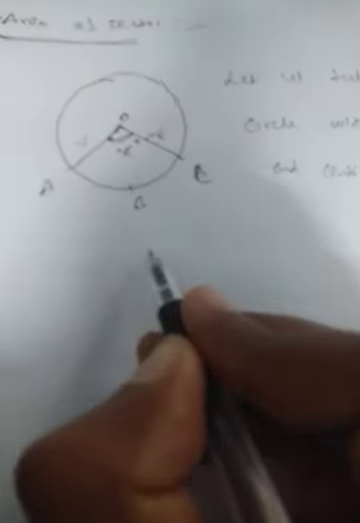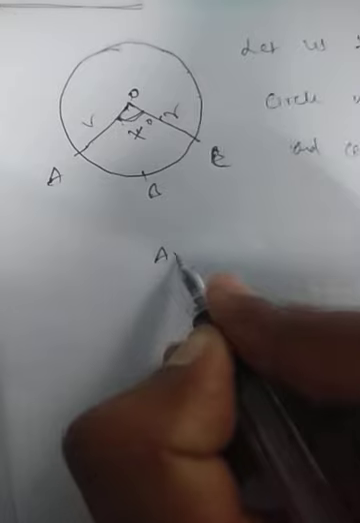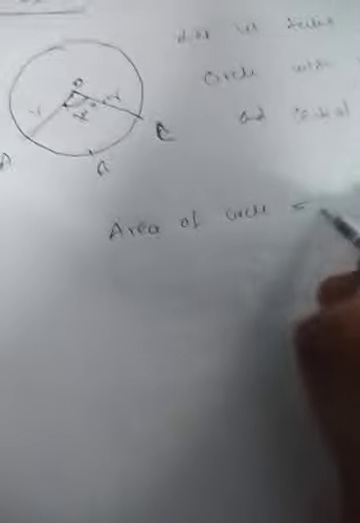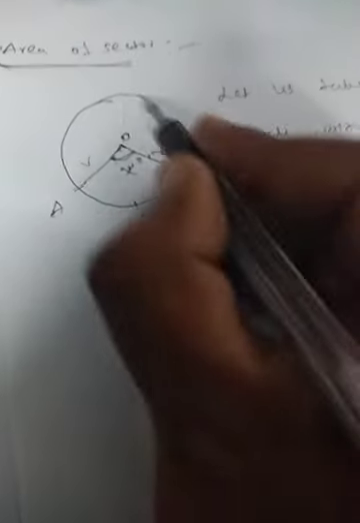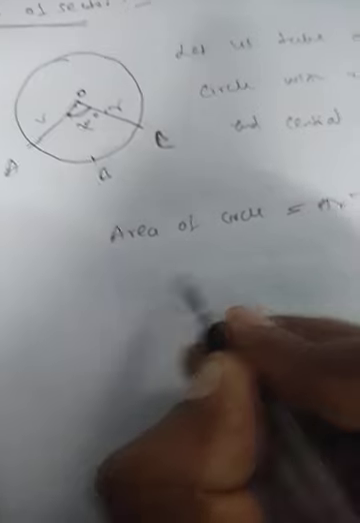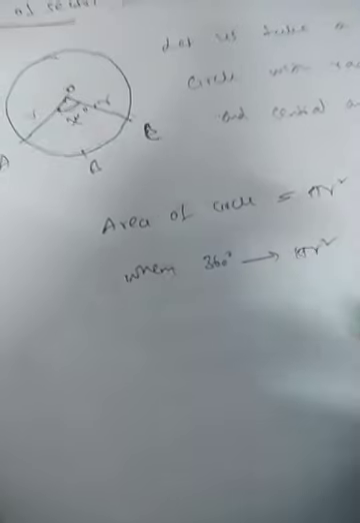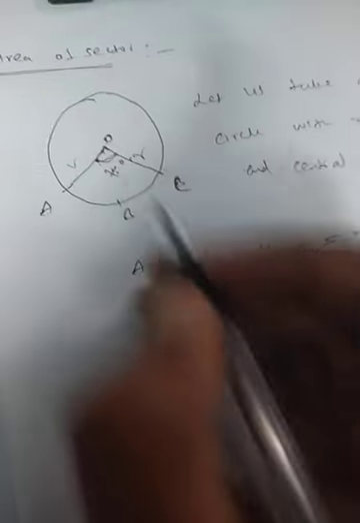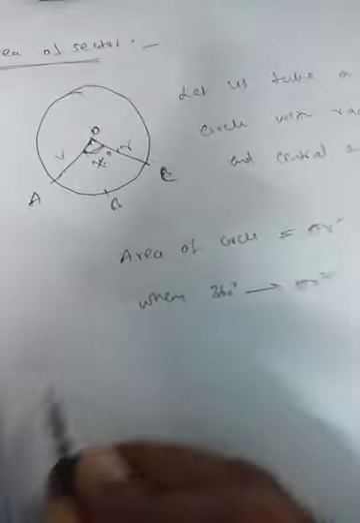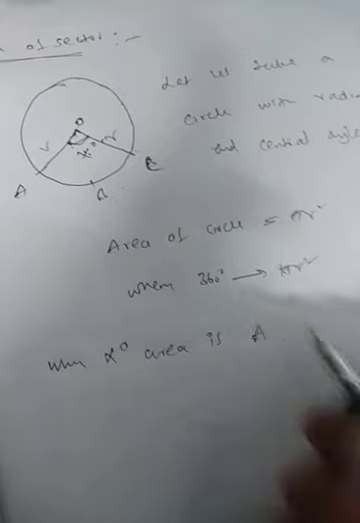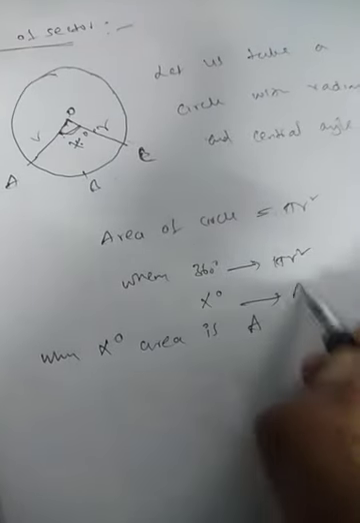So here the area of the circle is equal to, total area I am calculating first, pi r square. This total area means when it is 360 degrees, the area is pi r square. When it is x degrees, what is the area is my question. Let us take that when x degrees, the area is some capital A.